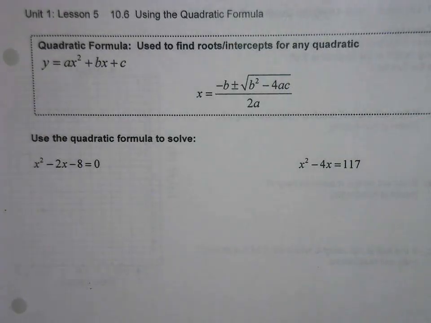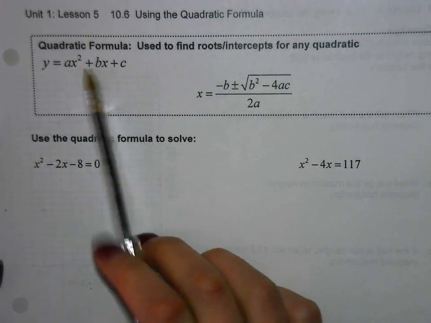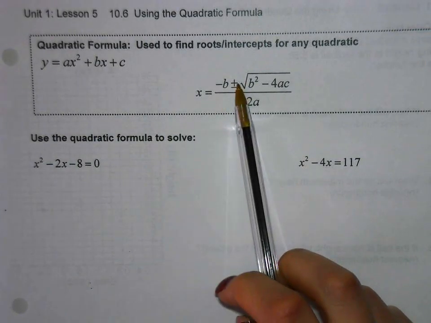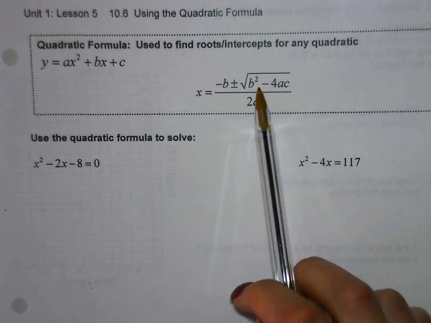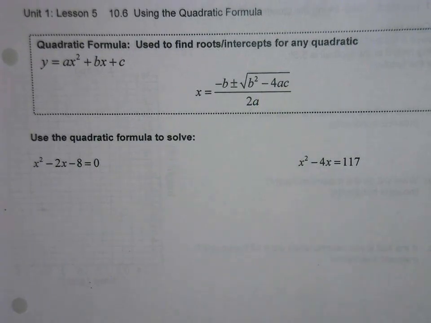Today we're going to be using the quadratic formula. To use the quadratic formula, we need to have our quadratic in standard form, ax squared plus bx plus c. The quadratic formula is x equals the opposite of b, plus or minus the square root of b squared minus 4 times a times c, all divided by 2a.